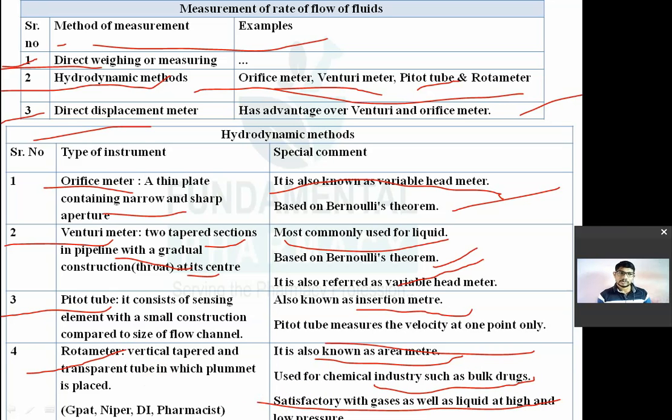So if you want to introduce liquids and gases at a high pressure, low pressure, rotameter is used to measure the flow rate. याद रखो कि to measure the flow rate, different methods are there: direct weighing measuring, hydrodynamic methods, and direct displacement methods. Out of that hydrodynamic methods में क्या है, ये सब है. These are all the hydrodynamic methods: orifice meter, venturimeter, Pitot tube, and rotameter. These are the hydrodynamic methods for measuring the fluid flow rate.